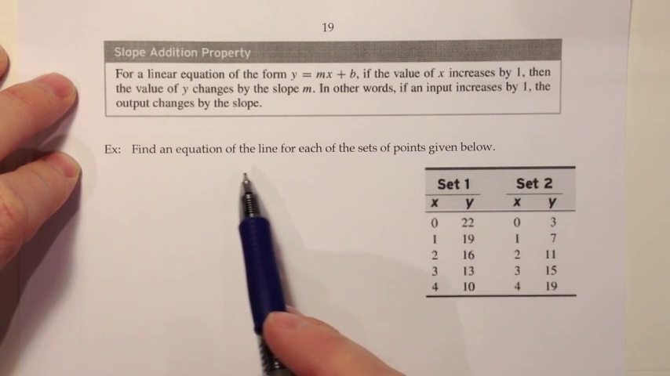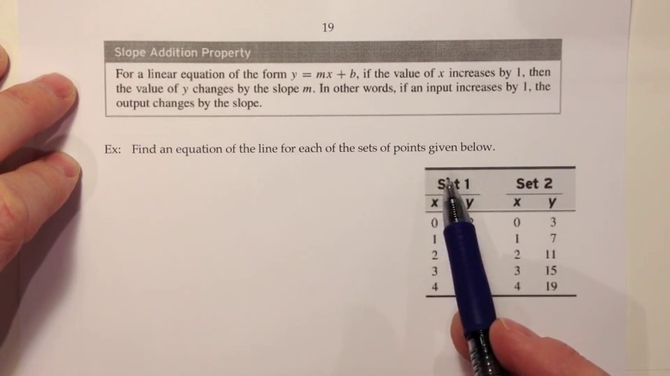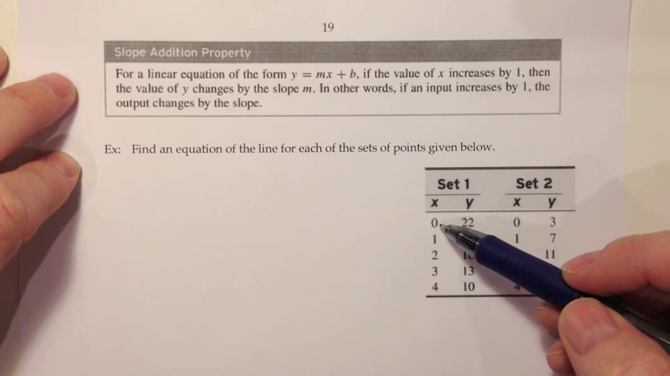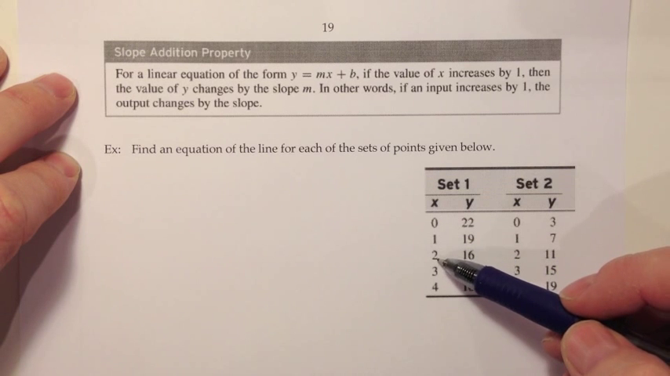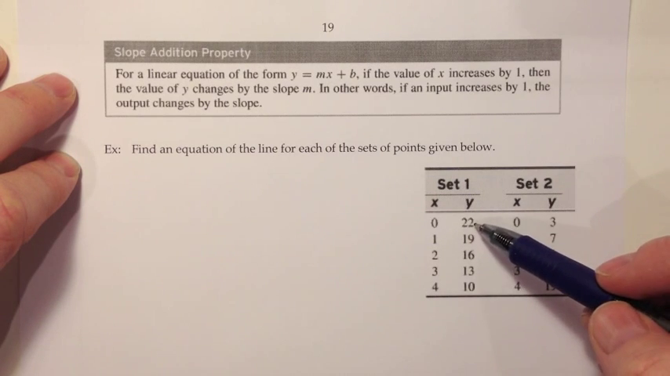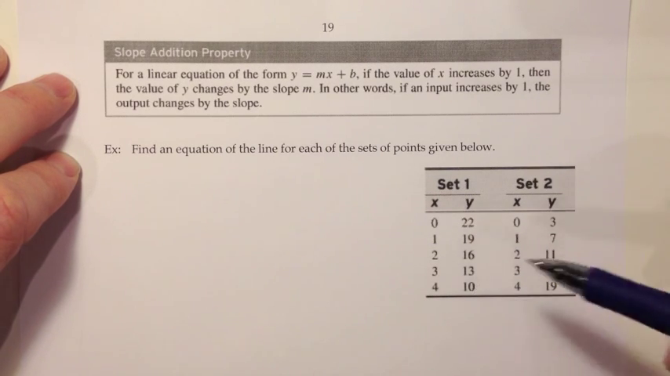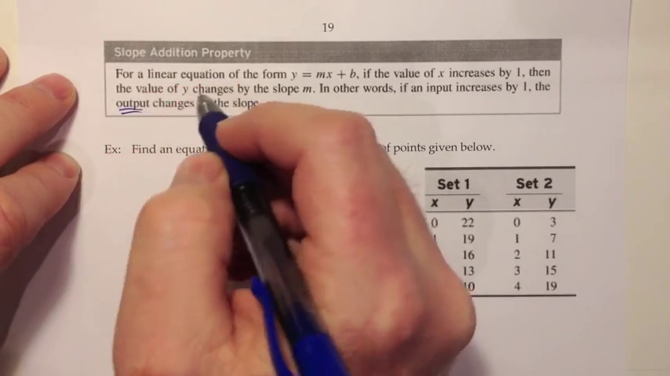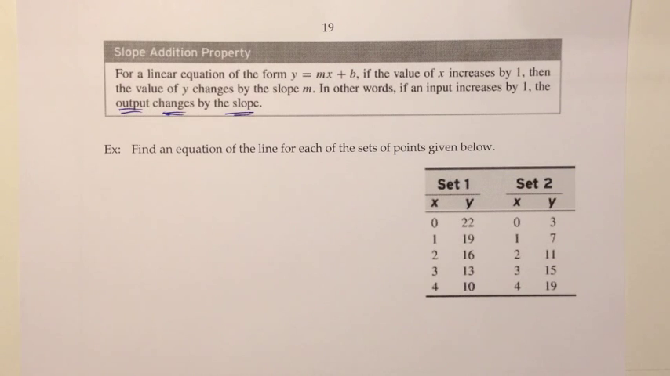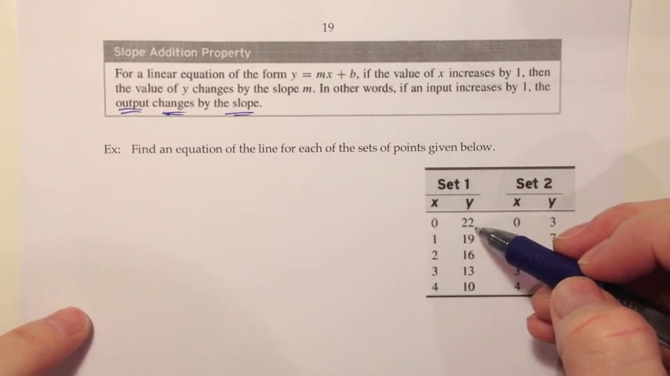They want us to find an equation of the line for each of the points that are given below. And if we look at these points, the inputs are increasing by 1: 0, 1, 2, 3, 4. So because the x is increasing by 1, whatever the y increase is, that's going to be the slope, because the y is the output, and they're saying that change is the slope. Now, if you're going to use this idea, you have to be very careful. I'm saying here that this difference will be the slope.